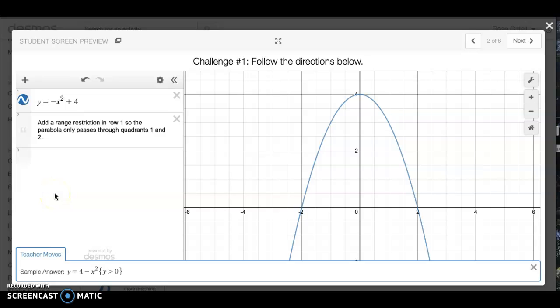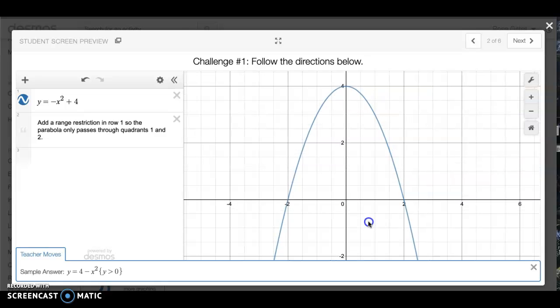Okay, so the first challenge gives us an equation, a parabola that's been reflected vertically over the x-axis, and it asks us to add a range restriction in row 1 so the parabola only passes through quadrants 1 and 2. A few vocabulary words we have to know. The first is range. A range restriction means we're going to be restricting the y values.